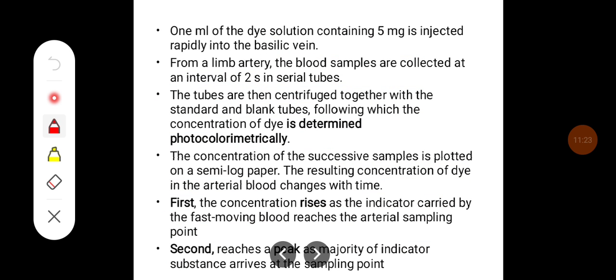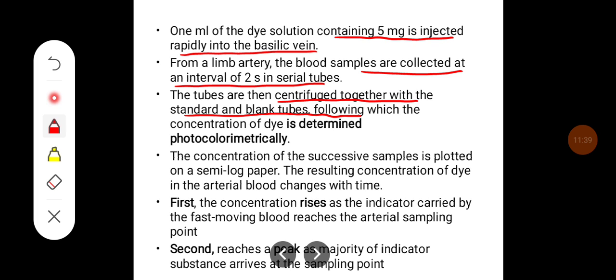1 ml of dye solution containing 5 mg is injected rapidly in the basilic vein. From the limb artery, the blood samples are collected at an interval of 2 seconds in serial tubes. The tubes are then centrifuged together with the standard blank tubes, following which the concentration of the dye is determined photocolorimetrically. The concentration of successive samples is plotted on semi-log paper.